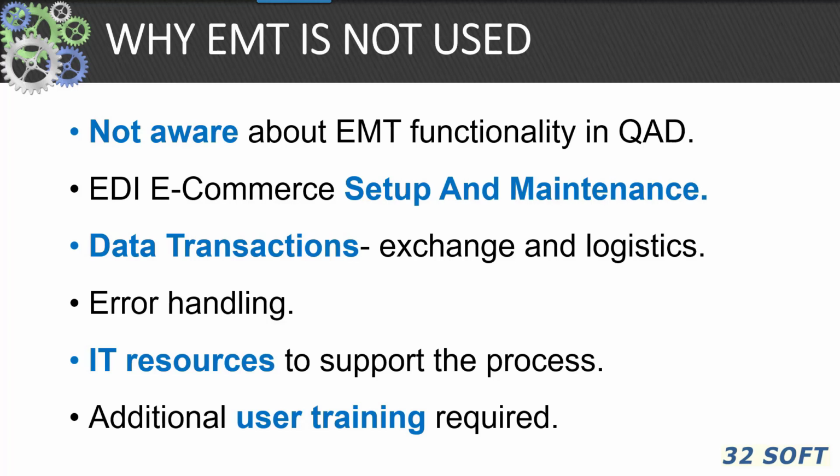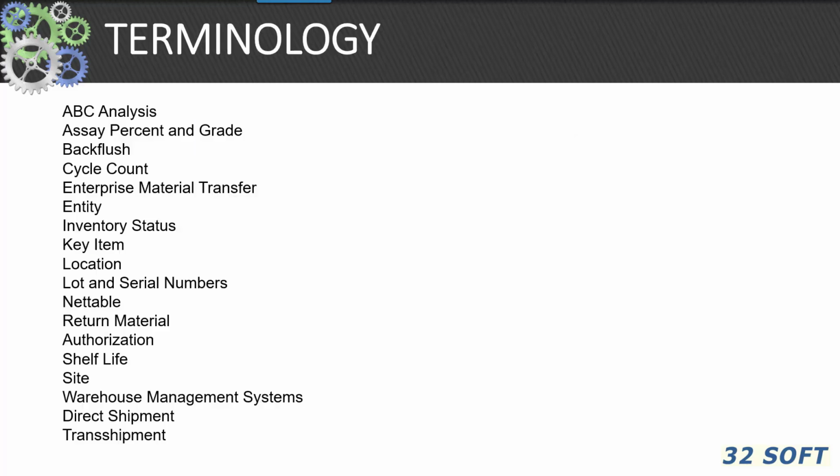Data interchange logistics, the maintenance of transactions can be complex, especially if you get a multi-tier or a multi-level supply chain, especially with 3PL involved. Error handling can be complex and time-consuming. IT resources that are needed for EMT, EDI and e-commerce sometimes are costly and hard to find, and it requires a little additional training because users have to understand how it's set up. As with most new functionality, there's many new acronyms and words that we have to define and become familiar with.